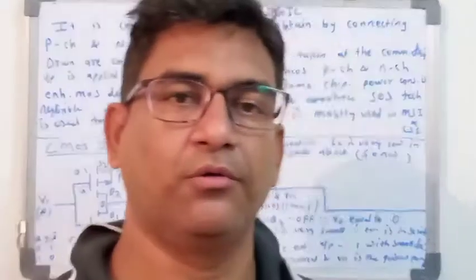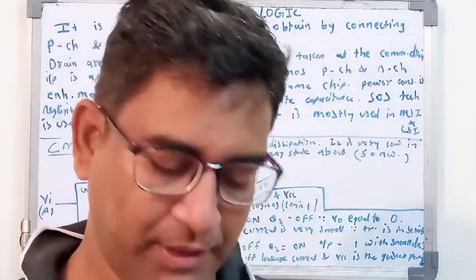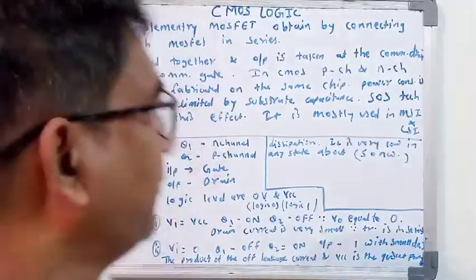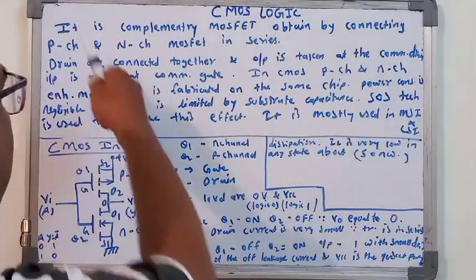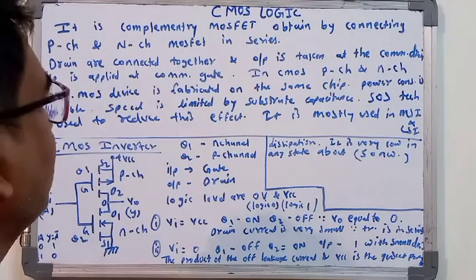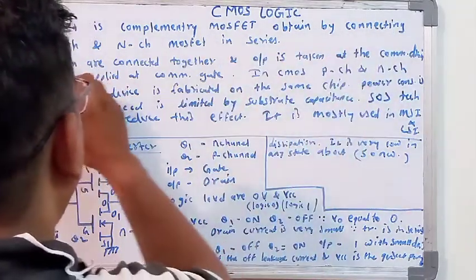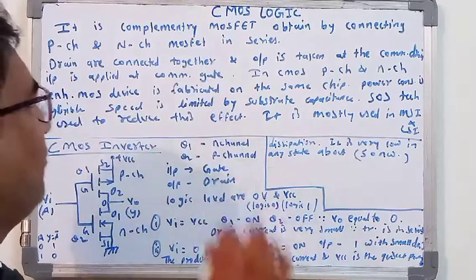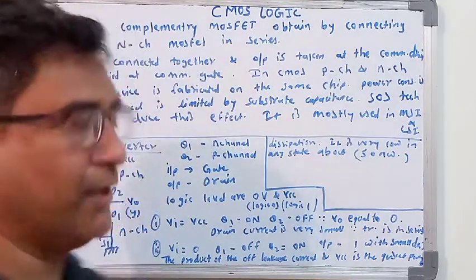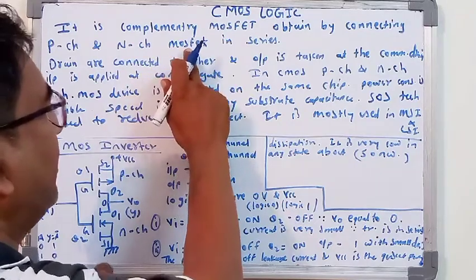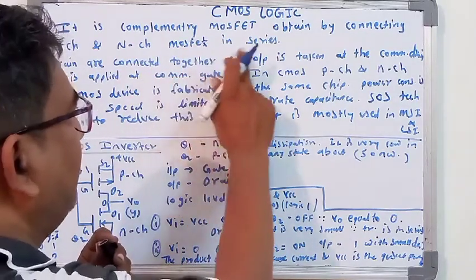Hello students, today we are going to start the topic that is the CMOS inverter. A CMOS is a basic complementary metal oxide semiconductor field effect transistor circuit obtained by connecting the P channel and the N channel MOSFET in series. A MOSFET is nothing but a metal oxide semiconductor field effect transistor.